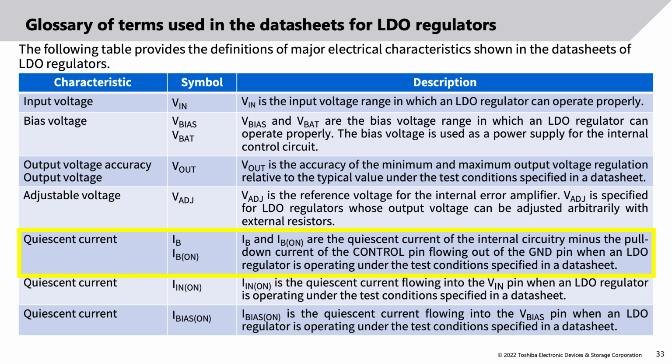Quiescent current IB and IB on are the quiescent current of the internal circuitry minus the pull-down current of the control pin flowing out of the ground pin when an LDO regulator is operating under the test conditions specified in a datasheet. Quiescent current IN on is the quiescent current flowing into the VIN pin when an LDO regulator is operating under the test conditions specified in a datasheet. Quiescent current I bias on is the quiescent current flowing into the VBIAS pin when an LDO regulator is operating under the test conditions specified in a datasheet.